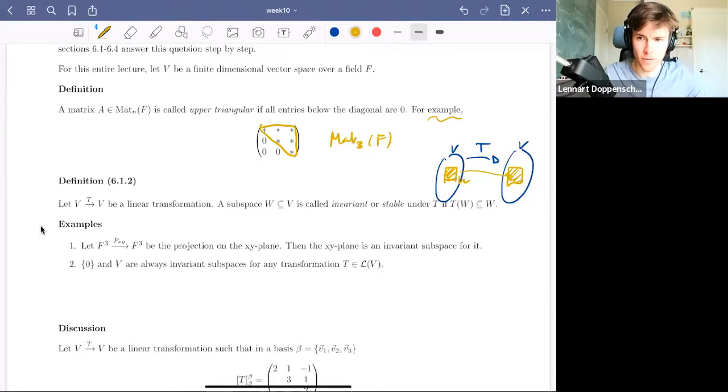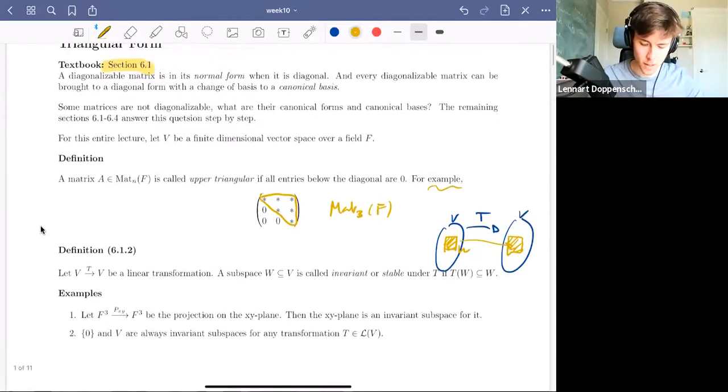Canonical form and normal form are the same. Oh, I used both words. Okay, yeah, they're the same. It's the preferred way to represent a matrix if it has this form.